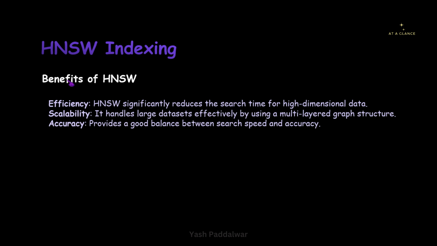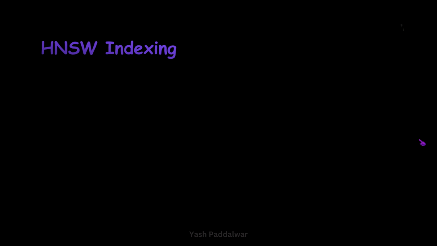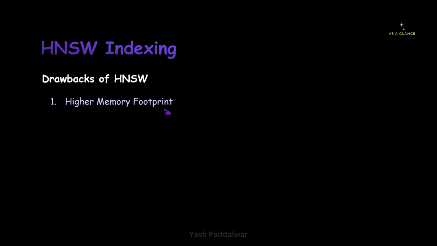Now that we have seen the benefits, let's move on to the drawbacks of the HNSW algorithm. One drawback is higher memory footprint. If you have seen the structure of the example that I have shown you, we have layers. Each layer contains connections. It contains document vectors. So obviously, as the number of layers increases, the amount of memory required also increases. That is why the HNSW algorithm has a higher memory footprint, and that is one of the drawbacks.